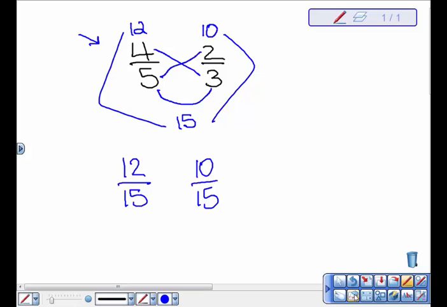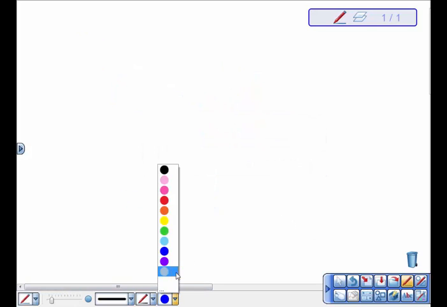Let's try another problem. I personally like the last method. The last method that we worked on requires you to be good at simplifying fractions, but I think it's a little bit more direct and there's less steps. So let's try that method.